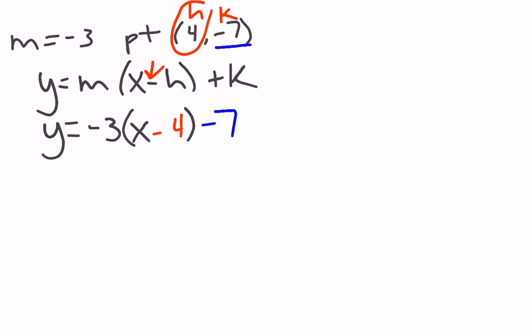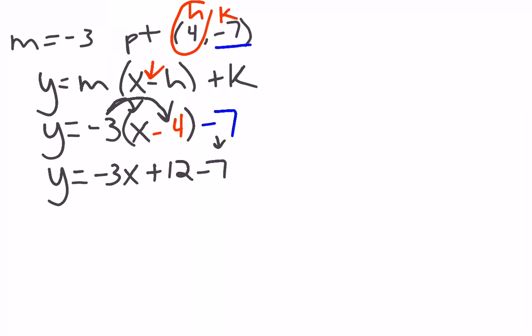My last 2 steps are to distribute and combine like terms. So distributing means multiply. -3 times x means -3x. -3 times -4 is a +12. Bring down your k value, -7. And now I combine like terms. Y equals -3x. 12 minus 7 gives me a +5. And I'm done.